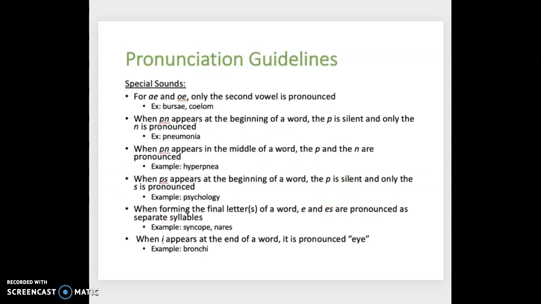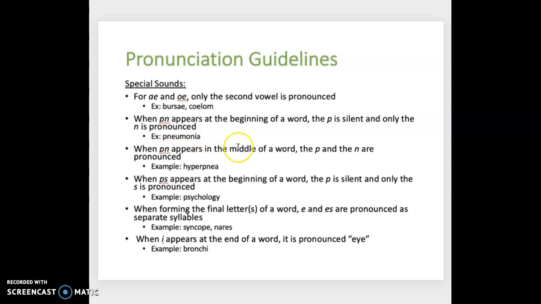Okay. And then some just guidelines for pronunciation, and these are in your textbook as well. So when you have AE or OE, only the second vowel is pronounced. So in these cases, only the E is pronounced. So Bercy and then Selam. We're only pronouncing the E when you have AE or OE.